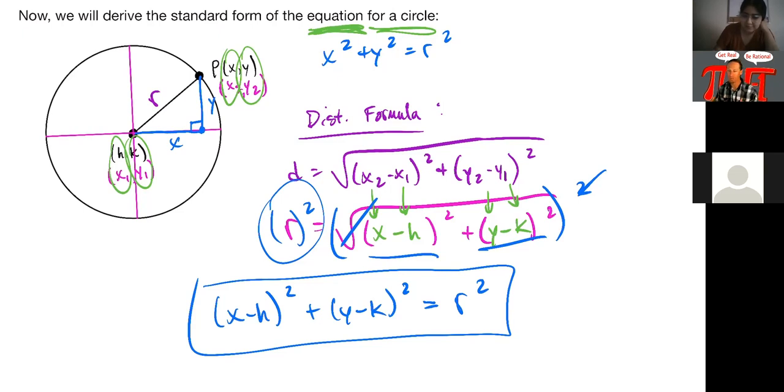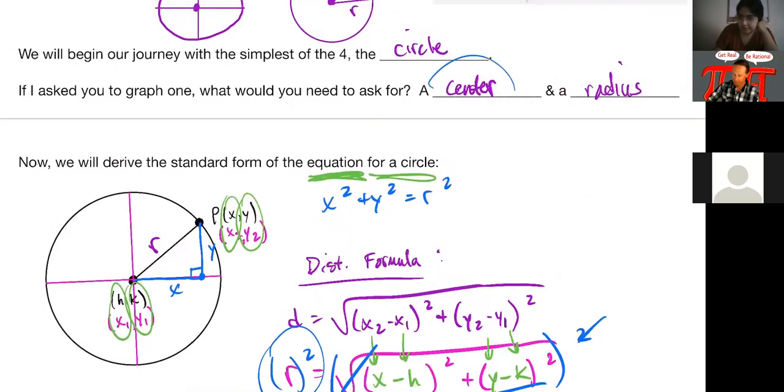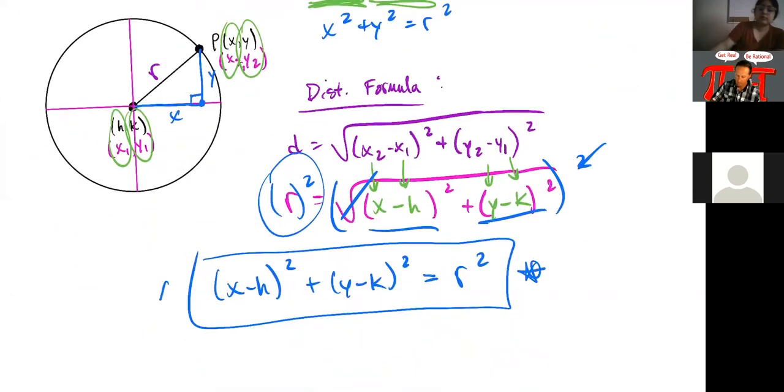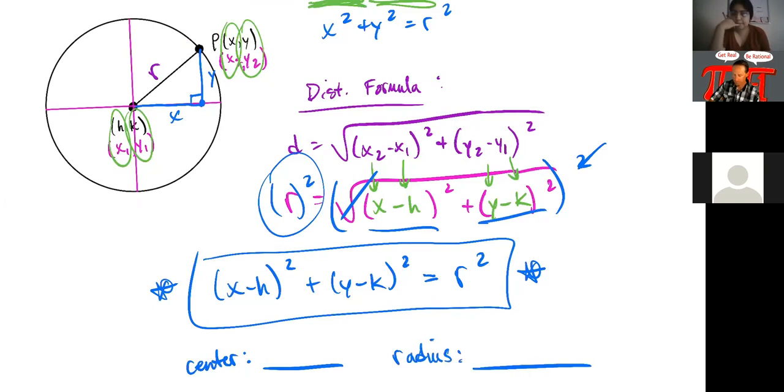And not just any old equation for any old shape. It is the equation for a circle. And what did we say we needed in order to graph? What two things? Well, guess what? If it's in this form, can you tell me what the center and radius are? Any guesses? Yeah. What's the center? It's whatever makes x 0 and whatever makes y 0. And what minus h would give us a 0 here? H. Yep. And what minus k would give us a 0 there?